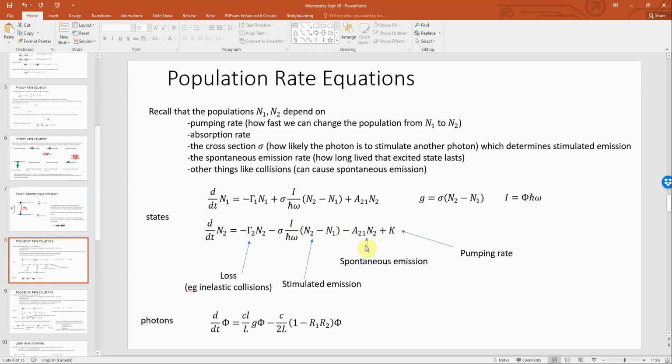And spontaneous emission, the same thing. We also have a minus here because when we have something in the upper state and it spontaneously emits, we lose that population in the upper state. But it also depends on this pumping rate, K. So if we pump this really hard, then we can have more atoms or electrons in this upper state.